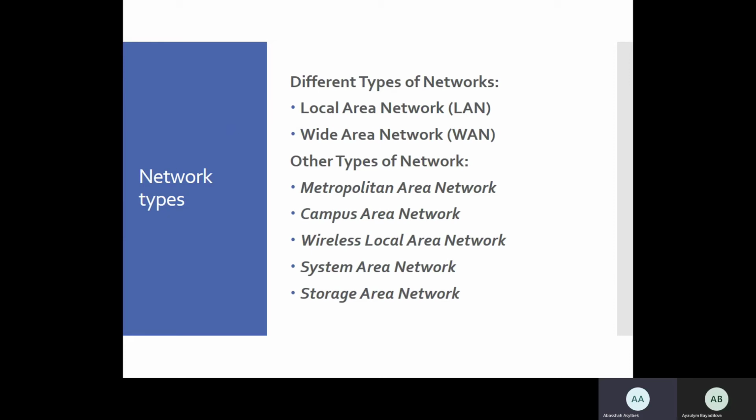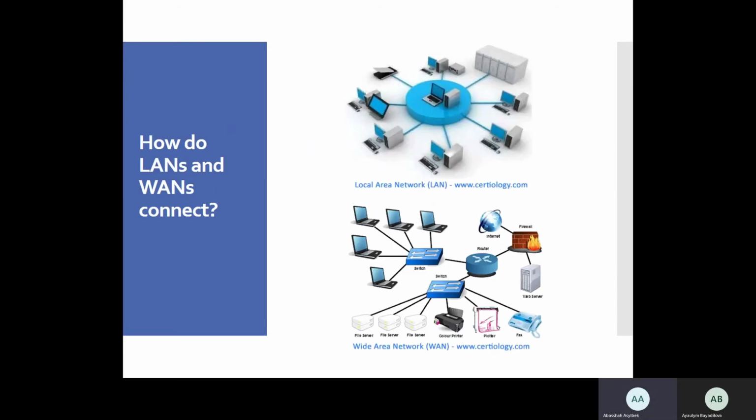Network types. Different types of networks: local area network, wide area network. Other types of network: metropolitan area network, campus area network, wireless local area network, system area network, storage area network.